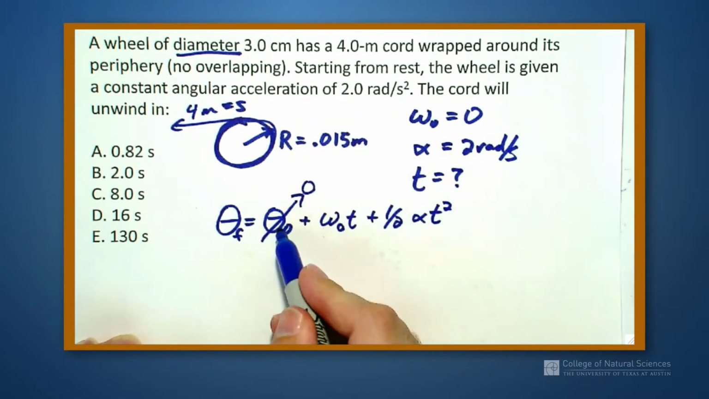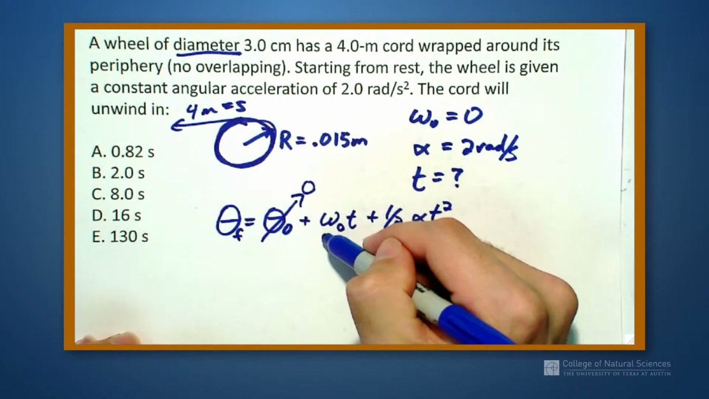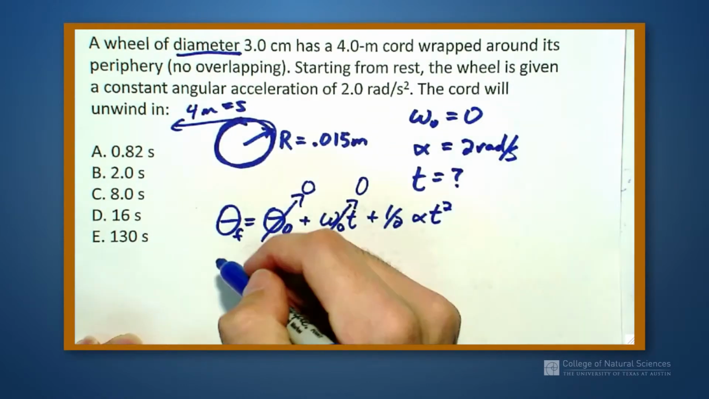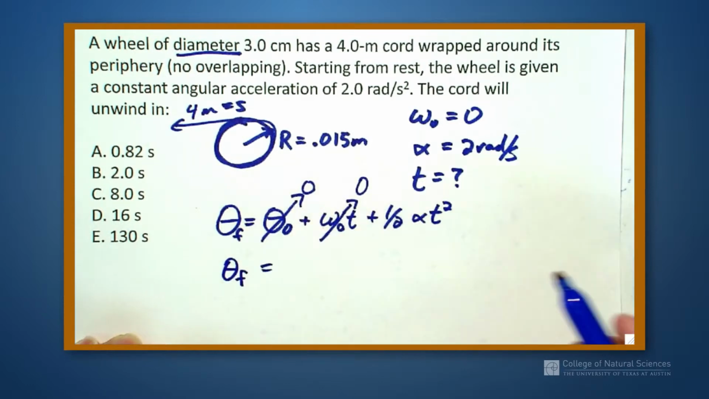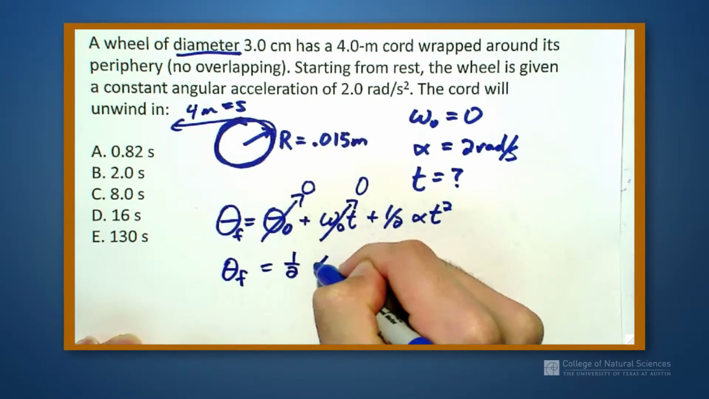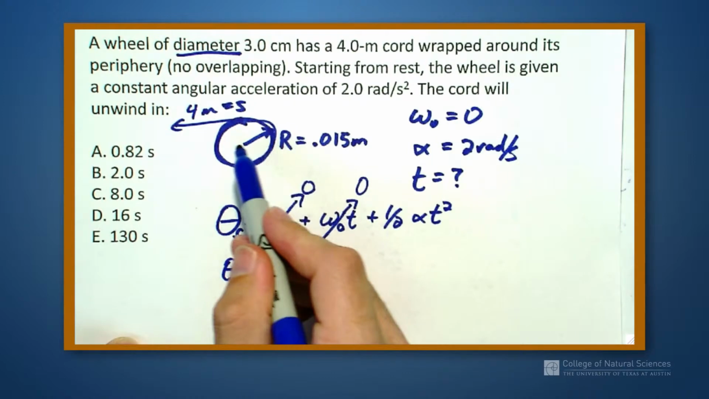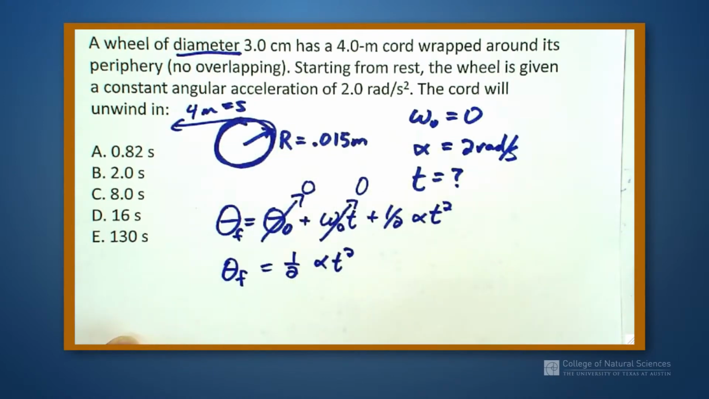And this is really nice because I'm going to set my counter to be 0. I'm going to start at 0 unwindings. I know that my original angular velocity is 0, so I just get that theta f is equal to 1/2 alpha t squared. This is great. I have alpha. I want t. I need how many turns this thing unwinds. So I need a different equation for this.